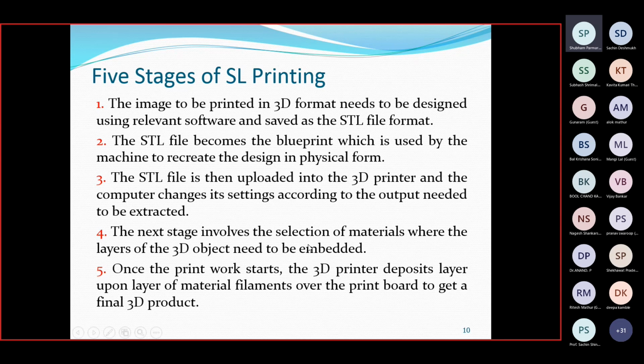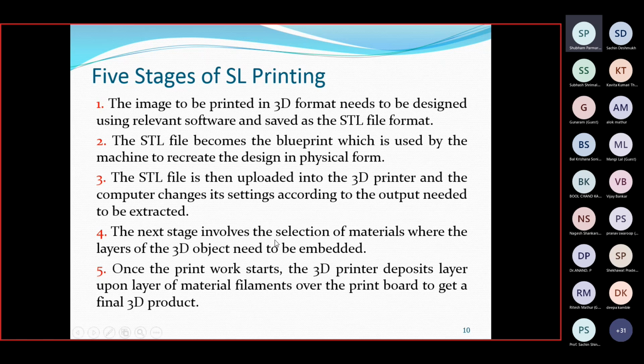That STL file format will be, you can say, the blueprint which is used by the machine to recreate the design in physical form. And this file will be sent to the printer, that is the SL printer. The SL printer will use this STL file and change its settings, the exact location of the lasers and mirror, to reflect onto that liquid itself. And then that output will be extracted.